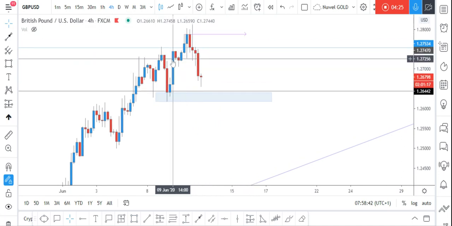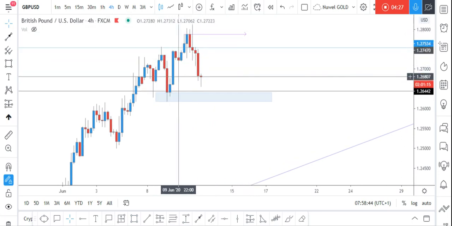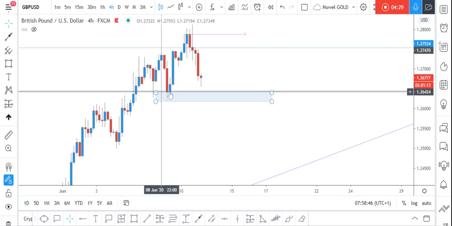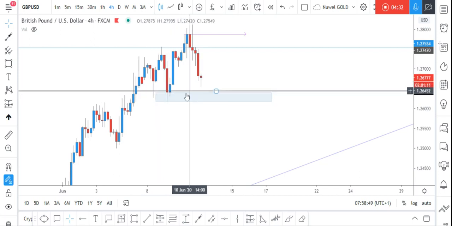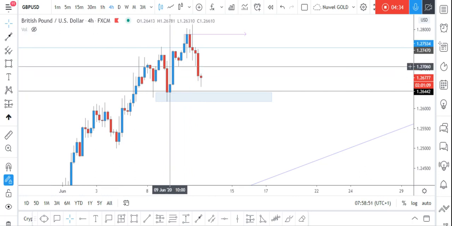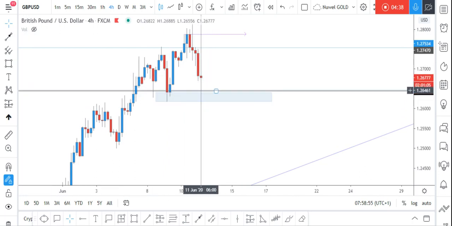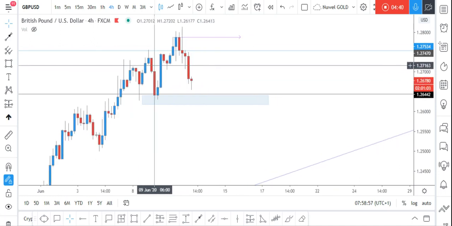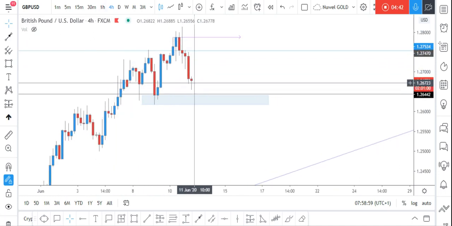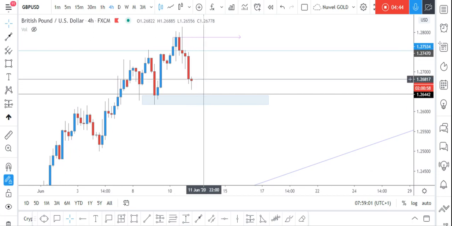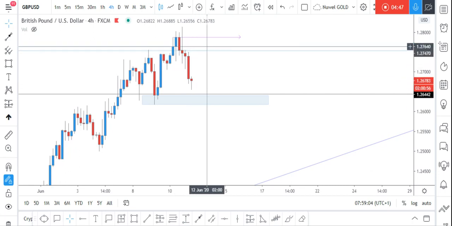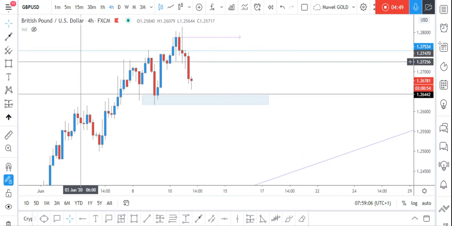So GU now. Next, we have this structural level right here. What we are going to anticipate now is what price will do around this level. Either we get a break or a bounce. Personally, I will be looking for a bounce for it to go back up, make a lower high, and then melt back down again.